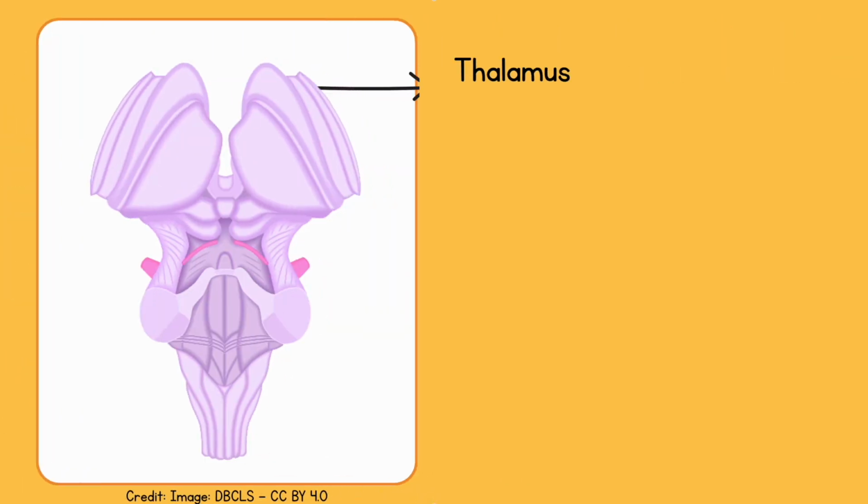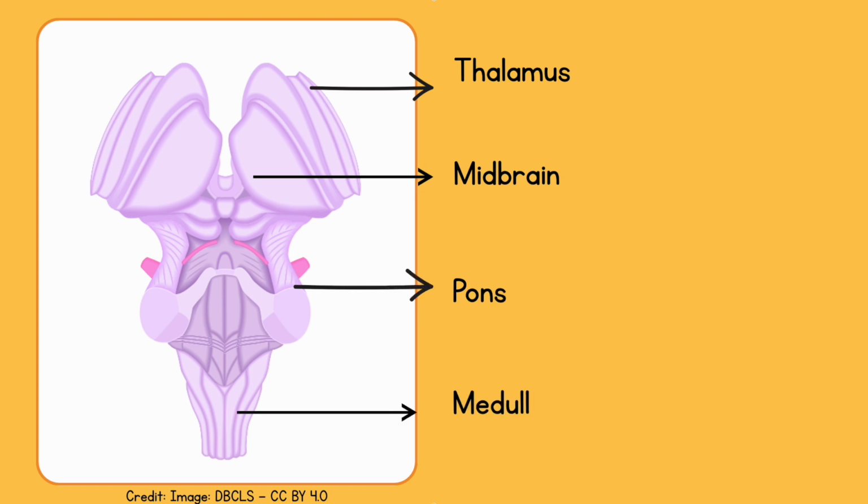Moving forward, like I mentioned, we have the brainstem. Sitting just on top of the brainstem is the thalamus. It's technically not part of the brainstem, but it's typically included in a lot of diagrams. Underneath the thalamus, we have the midbrain. We also have the pons, and we have the medulla oblongata. So the midbrain, pons, and medulla oblongata are all part of the brainstem.